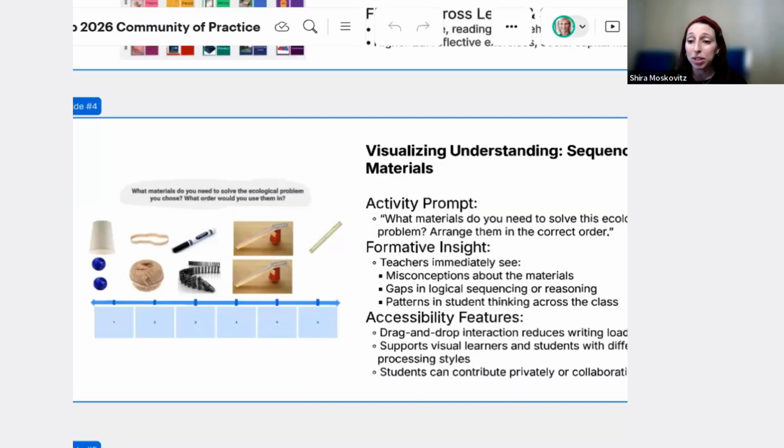And immediately I could see what materials they thought they needed, whether that matched what we were discussing in class. And it was more accessible. I actually had a student use eye gaze to drag and drop. Would this student be able to use all these materials independently? No. Would they be able to write all these materials out independently? Definitely not. But immediately I could see misconceptions about what the materials would do, gaps in their sequencing or the logic in creating their Rube Goldberg machine, and also just patterns across class that they were noticing. And because it was accessible, and in this case, almost no language involved at all, more students were able to participate independently.